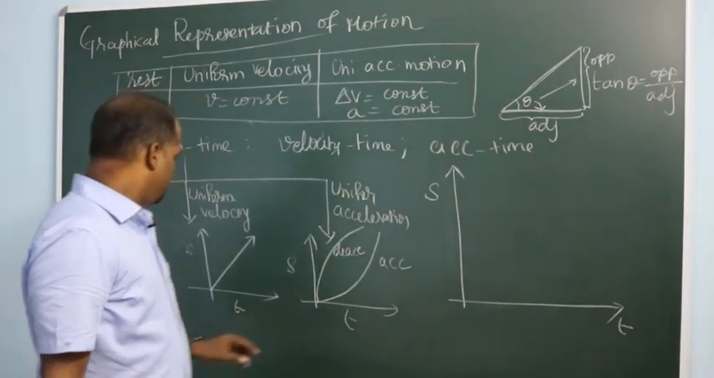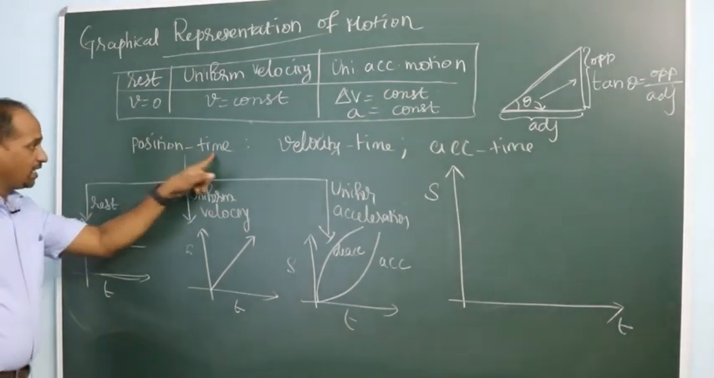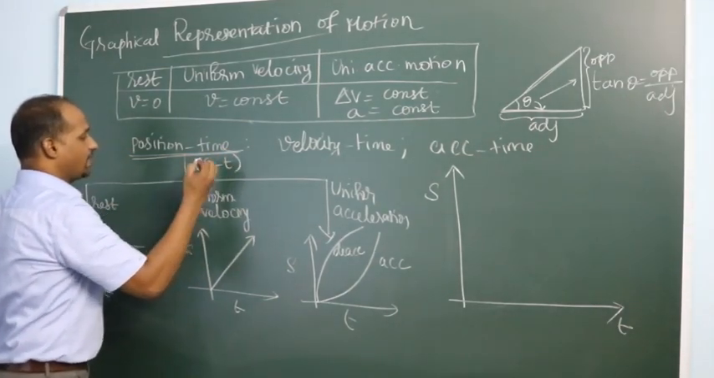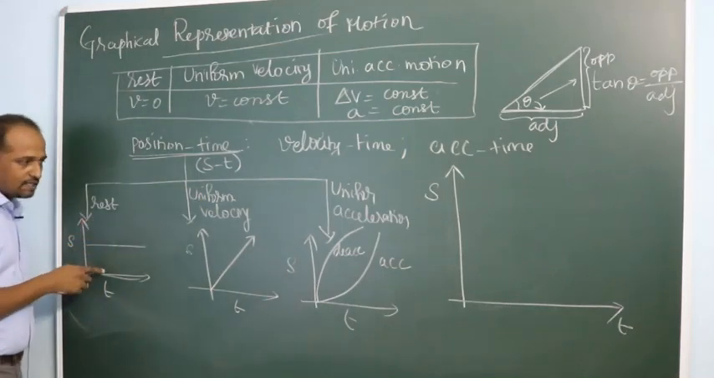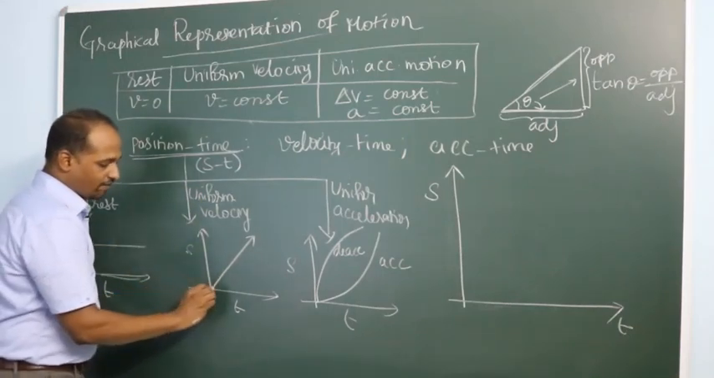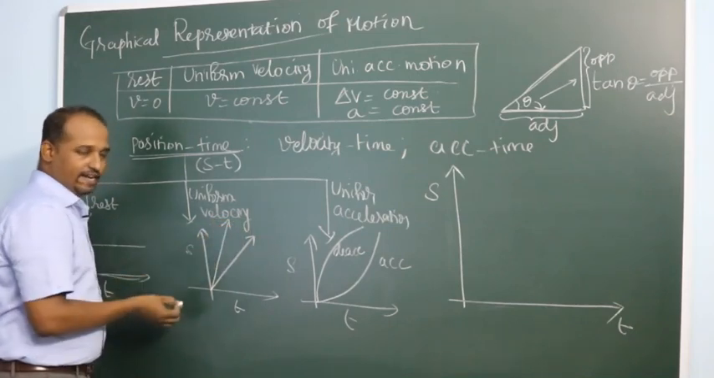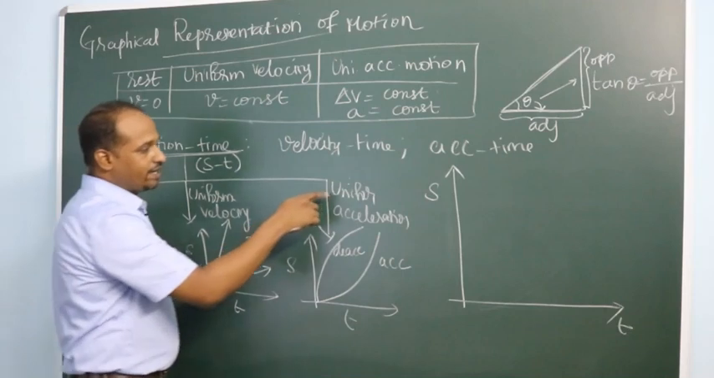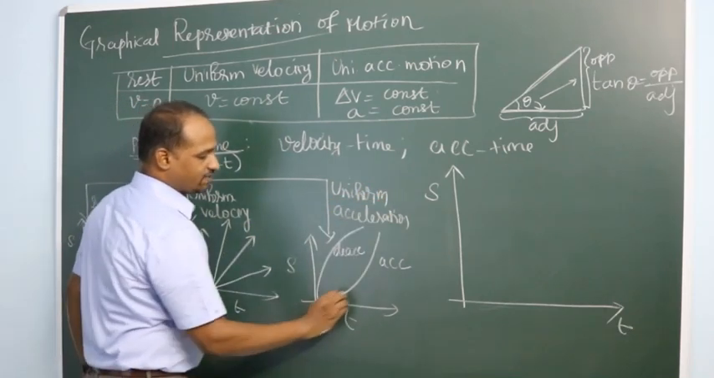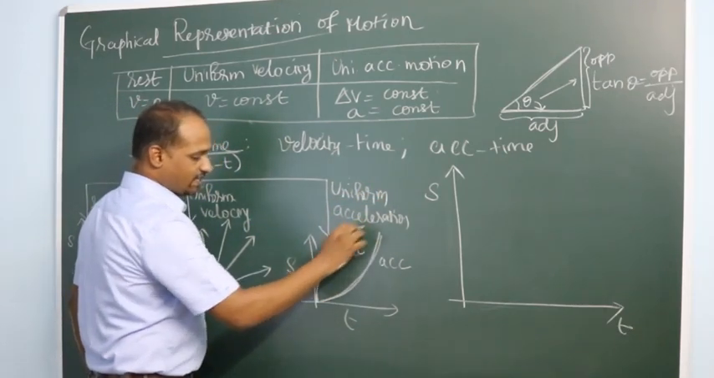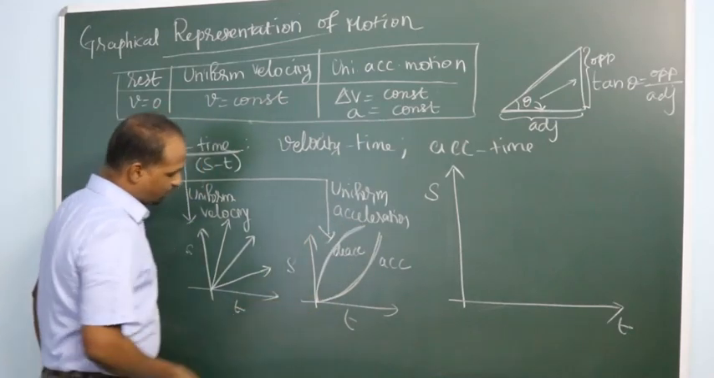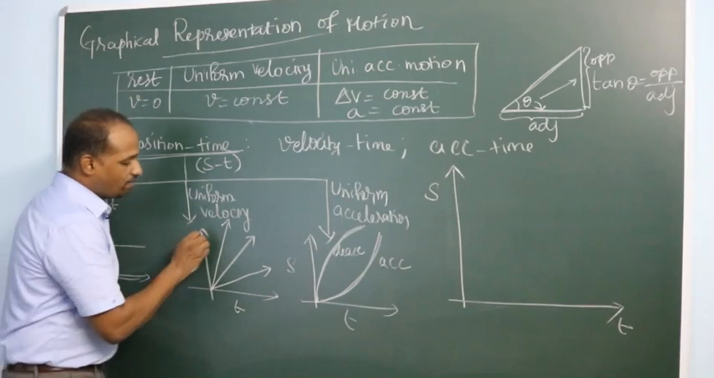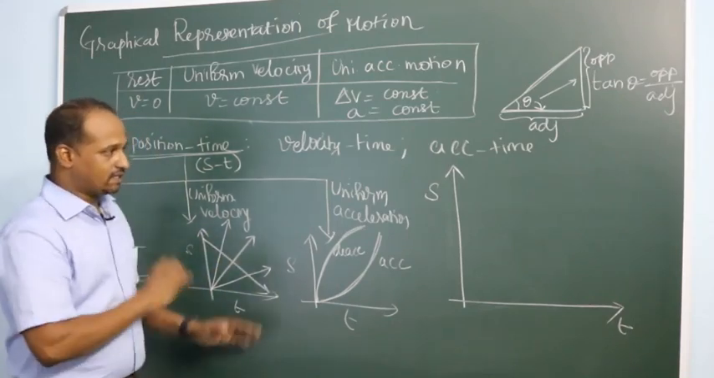So to summarize, the position time graph is also called the ST graph, or displacement time graph. Rest is like this, uniform velocity is like this. If it is a greater velocity, then the line gets steeper, and for lesser velocity, the line gets flatter. In uniform acceleration, it is this, deceleration, it is this. If it is deceleration, it goes opposite to that. Negative velocity will have a line like this.